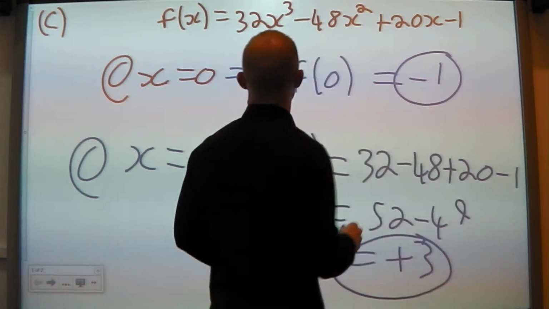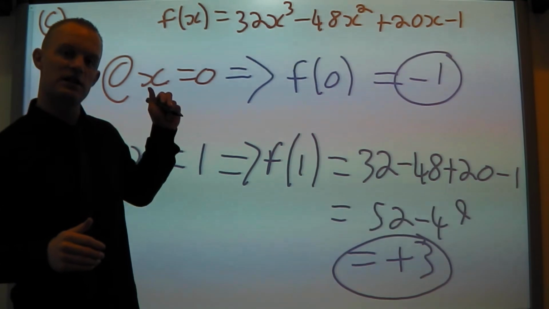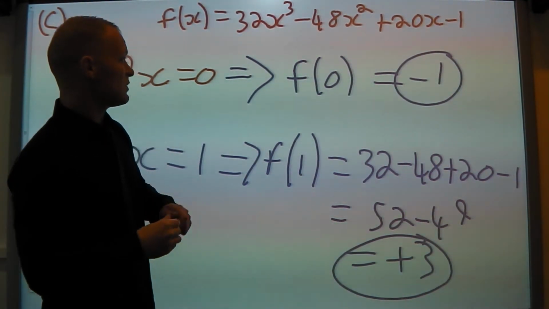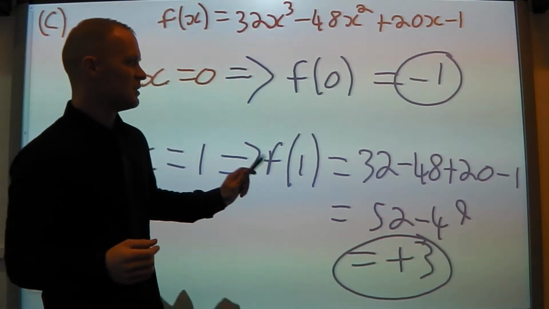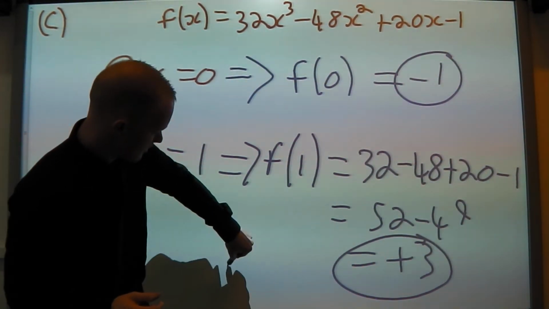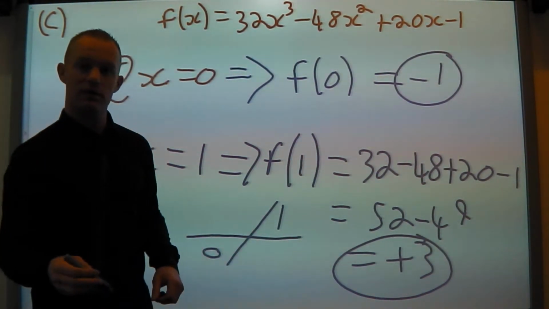So because our y value changes sign between 0 and 1, that means the graph crosses the x-axis between the points 0 and 1. And as we see here, f of 0 is equal to minus 1, and then f of 1 is equal to positive 3. So the graph is actually going upwards like that. Your 0 value here, your 1 value here. So that's the way the graph goes.